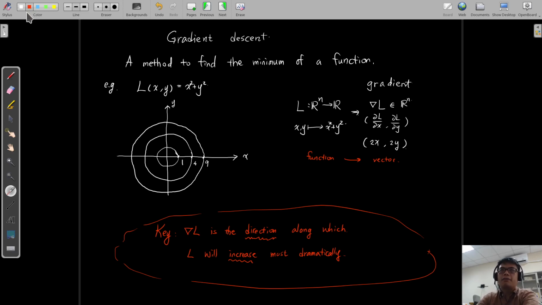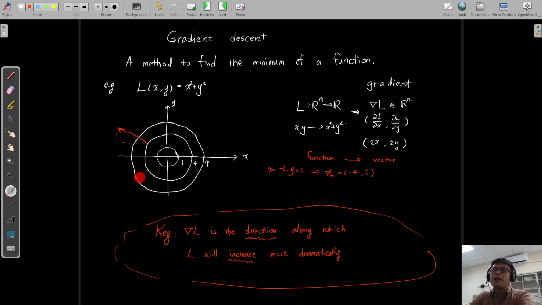So let's look at one example. For example, we take -2 and 1, which is about here. Say at x equal to -2, y equal to 1, then we know the gradient of L is equal to (-4, 2). Okay, so as I mentioned, this is a direction, and this direction is pointing to (-4, 2), pointing this way.